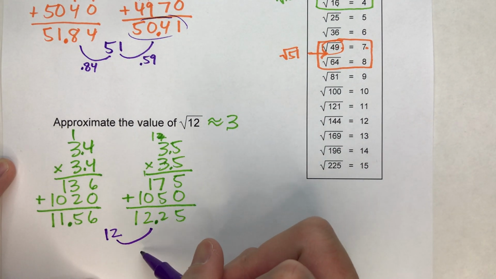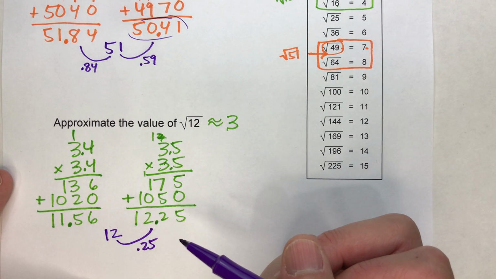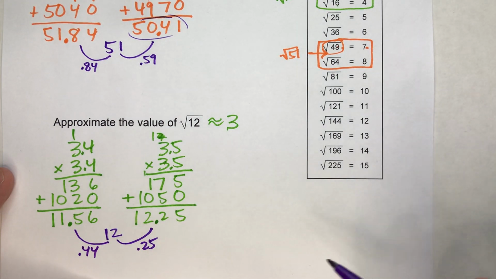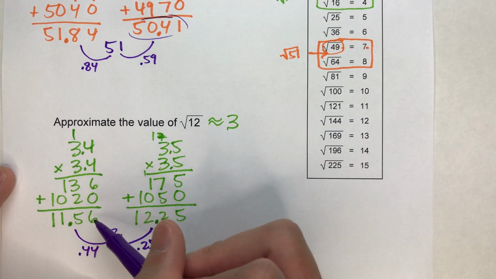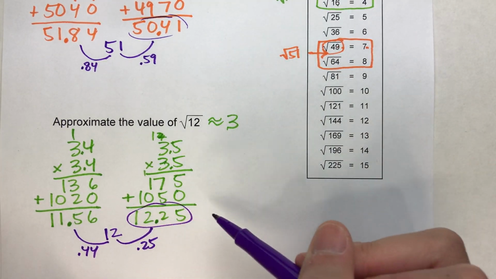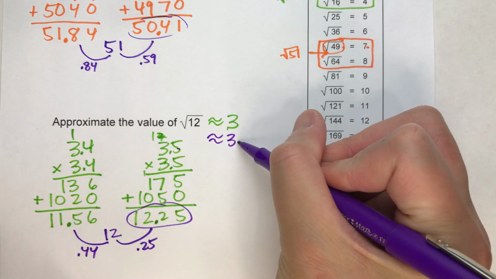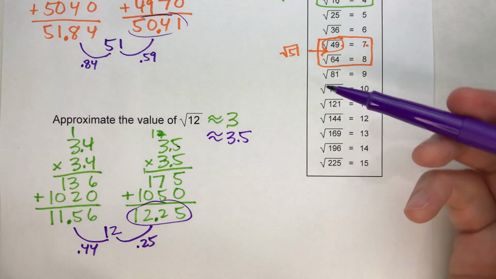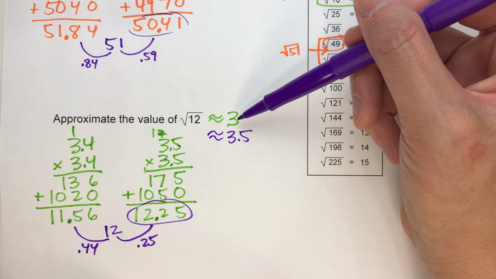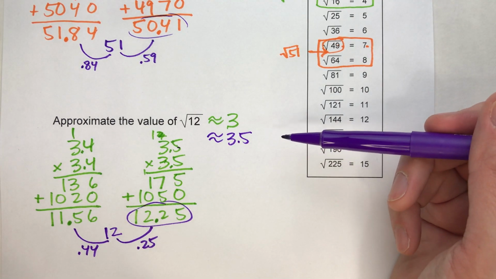Okay. So the question becomes, which one's actually closer to 12? We know this one is 0.25 away. It's actually pretty close, right? Now, this one over here is actually 0.44 away. You would have to add 0.44 to this to get 12. So notice, in this case, this one's actually closer. So that means 3.5 is the better approximation. So if you want to round the square root of 12 to the nearest whole, we'd say 3. But if we want to round to the nearest tenth, it's going to be 3.5.